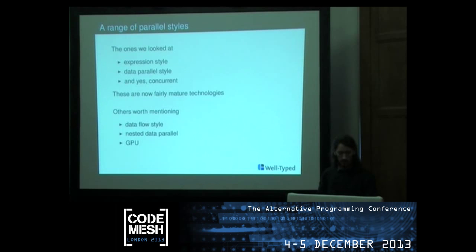Okay. So, I've talked about a few different styles. Expression style I focused on. I very briefly talked about data parallel style, this array business. And also concurrency. You can also write parallel programs in Haskell using concurrency. And these are all pretty mature things now. The parallel runtime system has been worked on since multi-core started getting hot, and every release it's been getting better and better. So the scaling now is really pretty good.